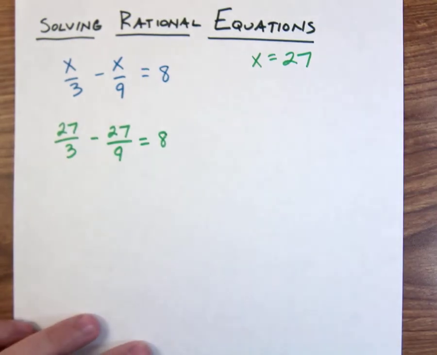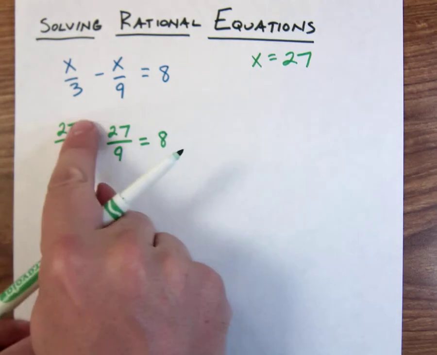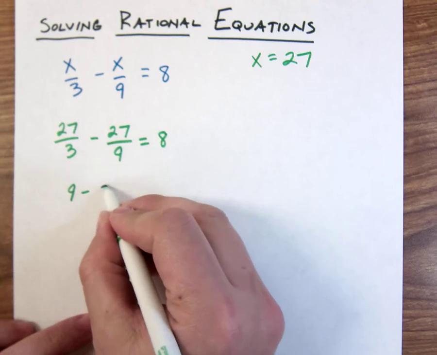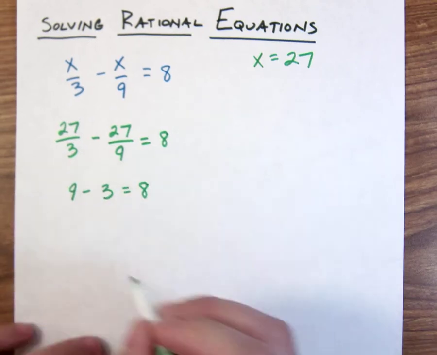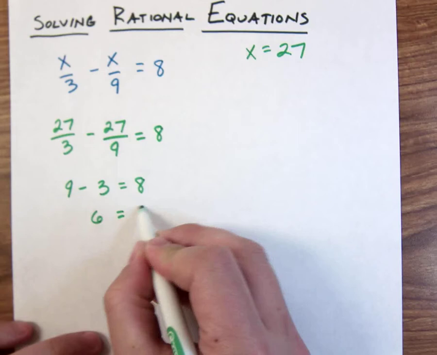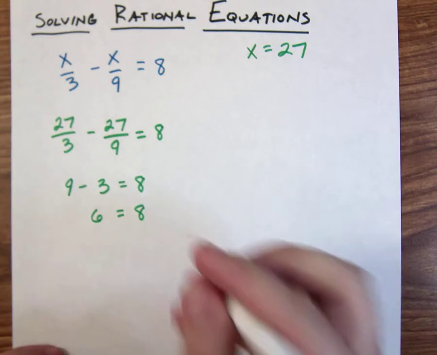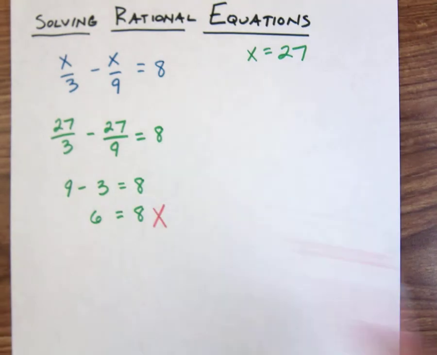Now, I intentionally picked a number that was easy to reduce. 27 divided by 3 is 9. 27 divided by 9 is 3. And 9 minus 3 is 6. So what I come up with is that 27 is not the answer. And the reason I know 27 is not the answer is because when I plugged it in and worked it out, I got 6 equals 8, which as far as I know is not a true statement. I don't believe 6 equals 8. So that tells me 27 is not the answer, but now you kind of know what we're looking for.